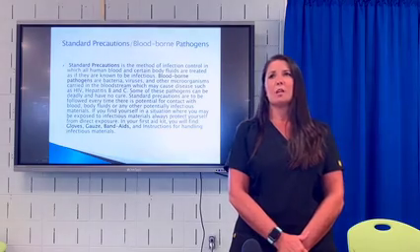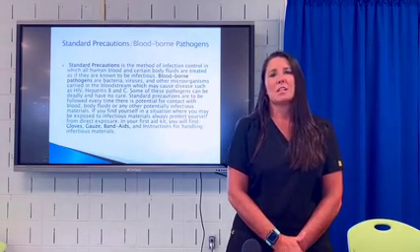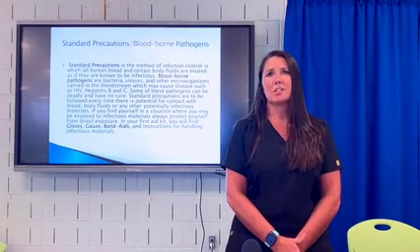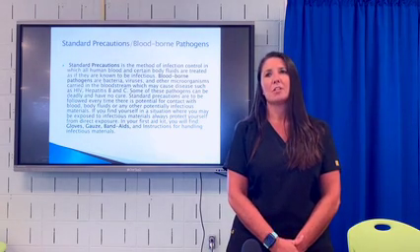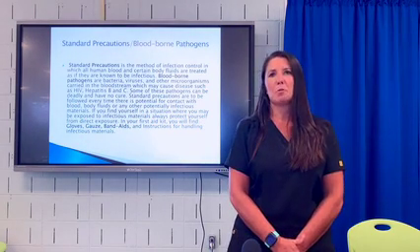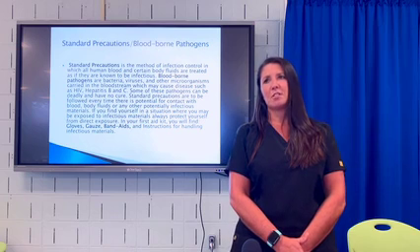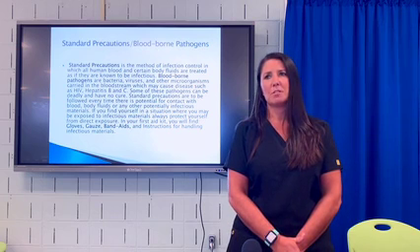Standard precautions and blood-borne pathogens. Standard precautions are the method of infection control in which all human blood and certain body fluids are treated as if they are known to be infectious. Blood-borne pathogens are bacteria, viruses, or other microorganisms carried in the bloodstream which may cause certain diseases.